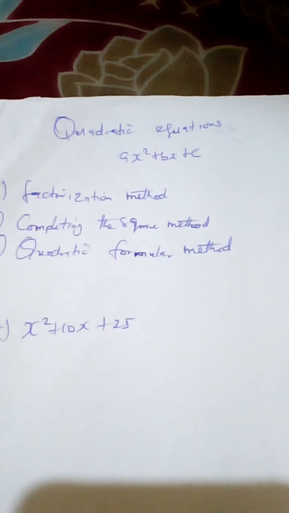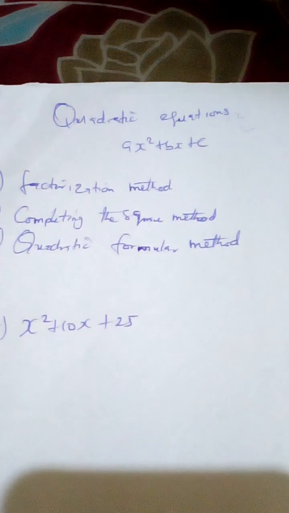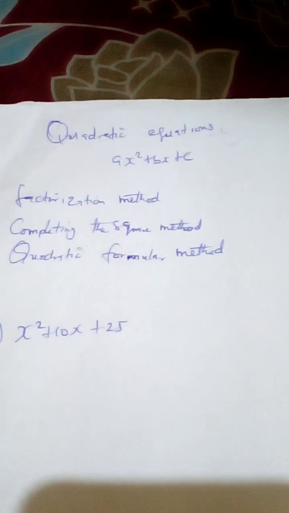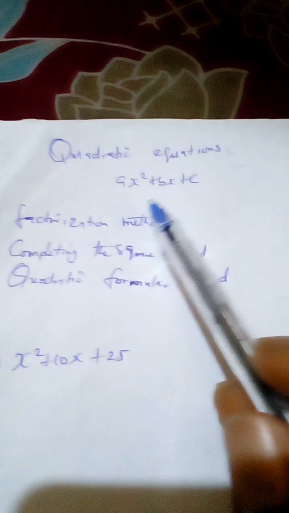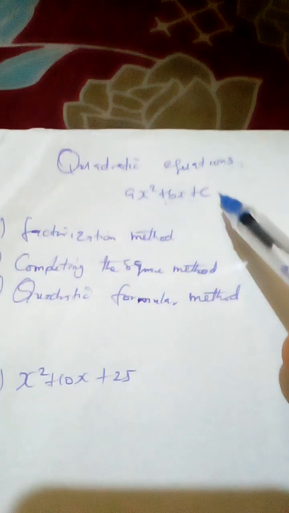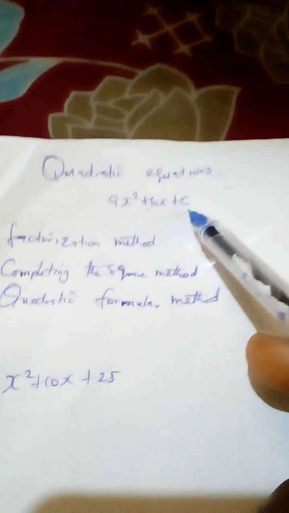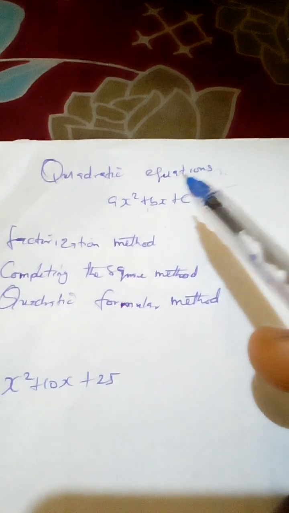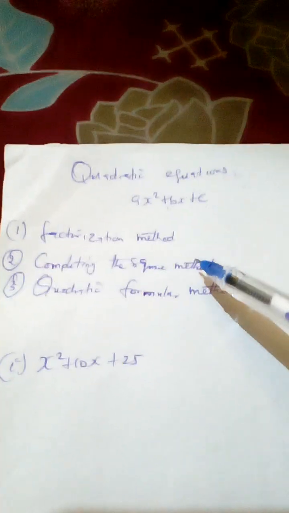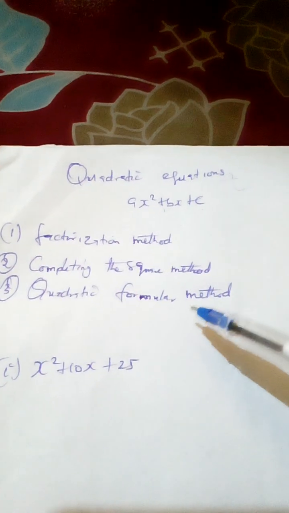And briefly today we'll be looking at quadratic equations. Quadratic equations have the form ax squared plus bx plus c, where b is the coefficient of x and c is the constant. There are three methods in solving quadratic equations. We have the factorization method, completing the square method, and the quadratic formula.